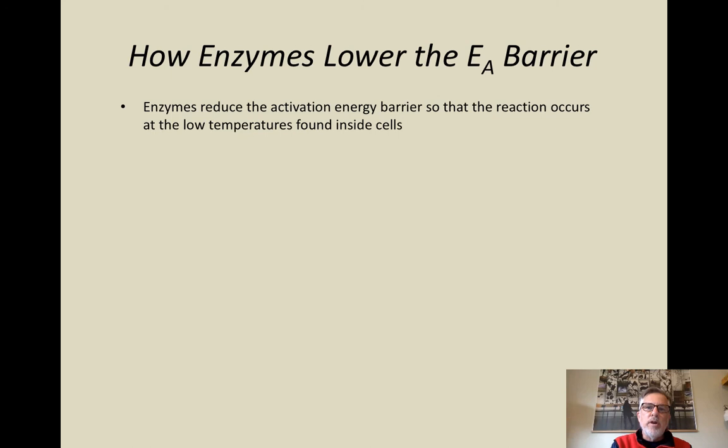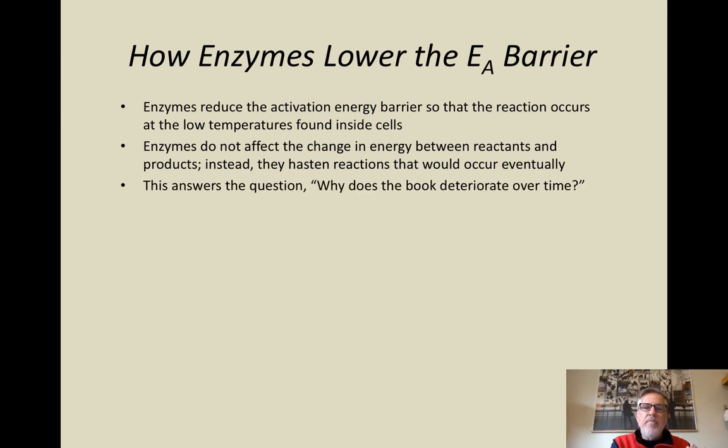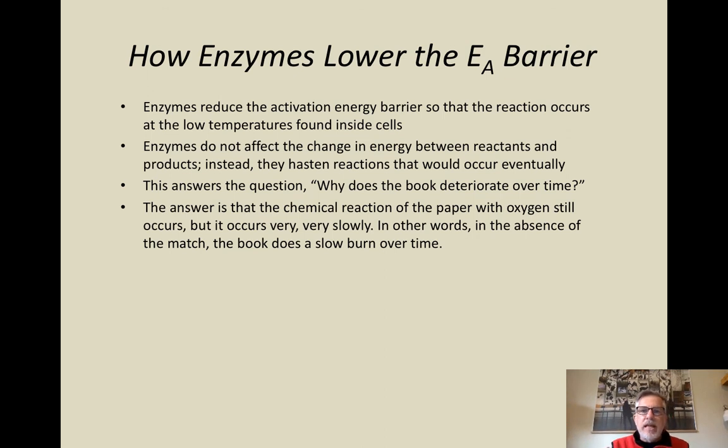You might be wondering, how do enzymes lower the activation energy barrier? What they don't do is affect the change in energy between the reactants and products. Instead, they hasten the reactions. And this answers the question, why does the book deteriorate over time? The answer is that the chemical reaction of the paper with the oxygen still occurs, but it occurs very, very slowly. In other words, in the absence of the match or the activation energy, the book does a slow burn over time, especially if it gets you angry.